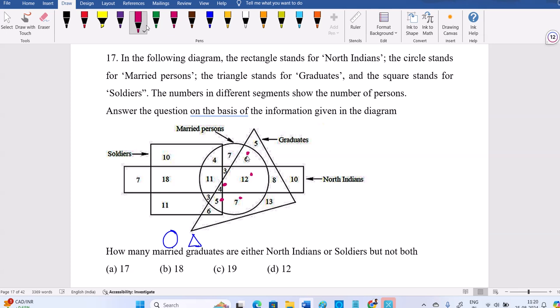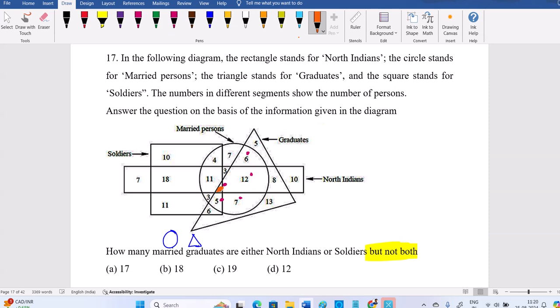Okay, now they should be either North Indian or soldier, but not both. This is very important. If the person is from both North Indian and soldiers, means the intersection of rectangle and square, remove that. Rectangle and square both are there, remove it. So I'll just focus on which is rectangle and square, remove that. Okay, this 4 is rectangle and square. This 4 I am removing.